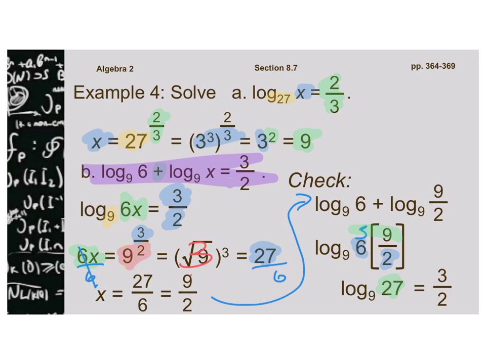Okay, so the base to the outie equals the innie, right? So I'm going to show you why this works. The base to the outie, 9 to the 3 halves, is equal to 27. Well, square root of 9 is 3. 3 cubed is 27. Remember, we came up with that over here. Okay, and we're done. So it does work. It's a good solution.